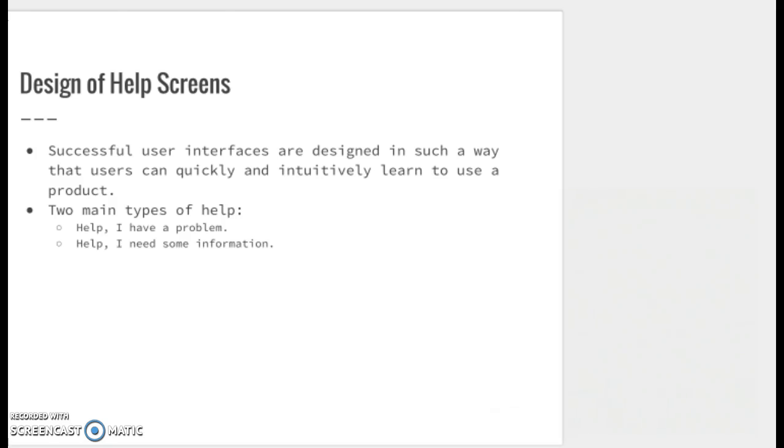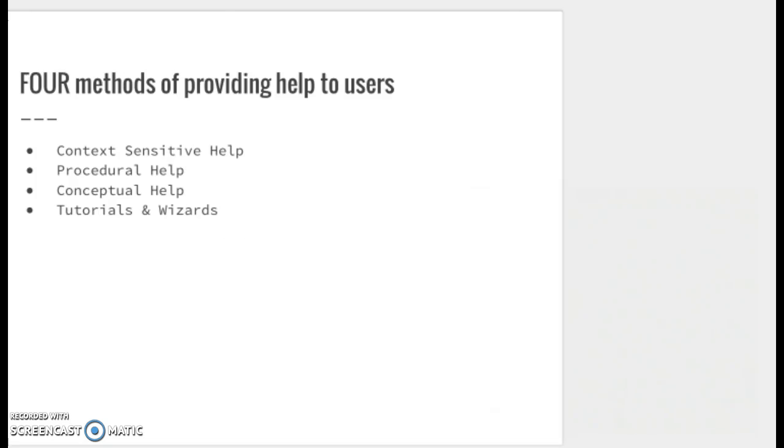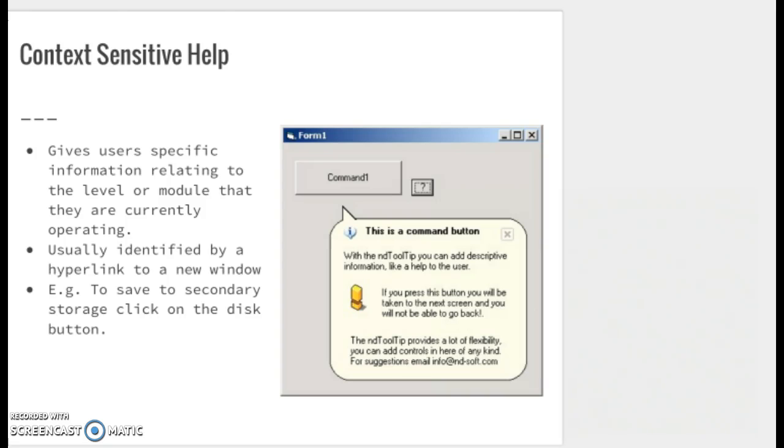So, help, I have a problem, or help, I need to find some information about a specific thing. Our syllabus says there's four methods for providing help to users, and you won't see probably all four of these in every software application. You'll see different ones for different purposes, but it would be appropriate that every software interface has at least one of these forms of help.